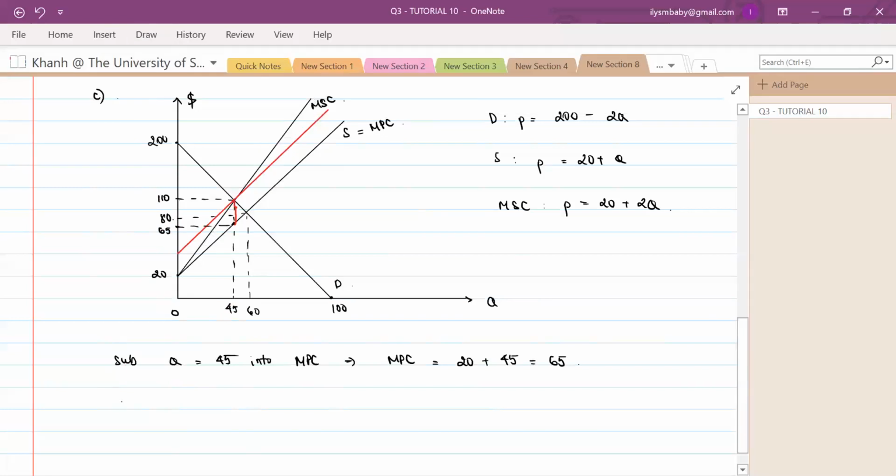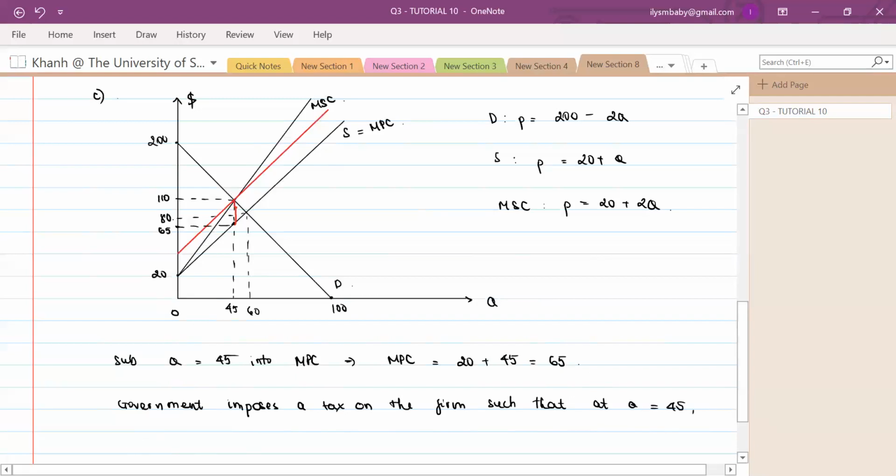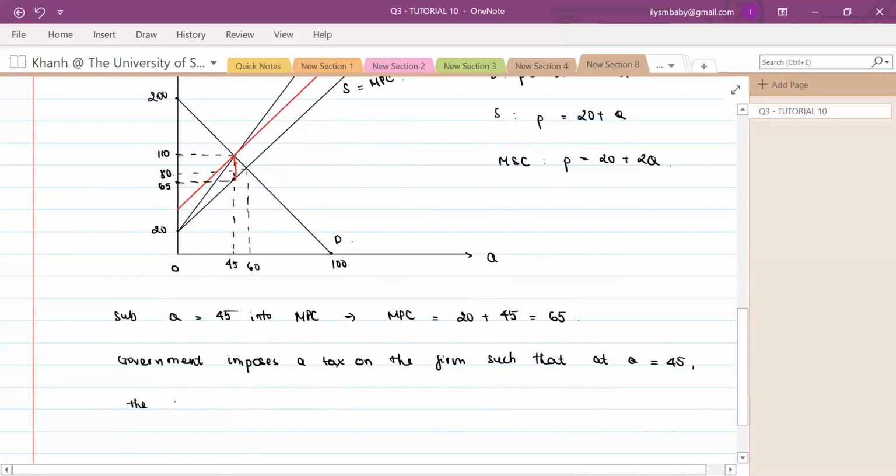Therefore, if the government imposes a tax on the firm such that at the quantity equal to 45, the marginal private cost for the firm is equal to 110, then the firm is going to produce at a quantity equal to 45.